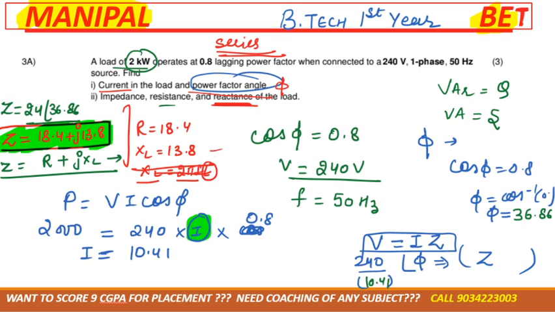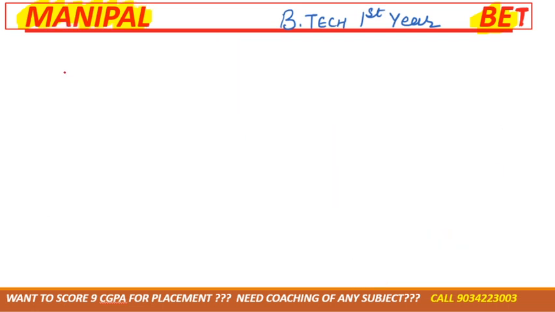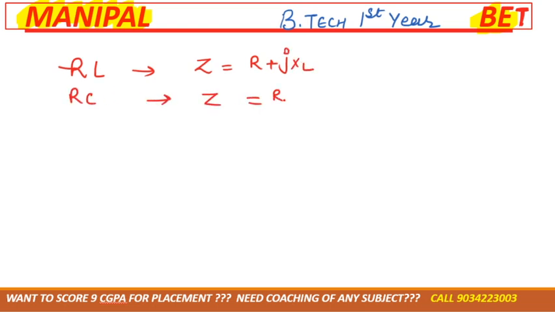But if they have asked, ma'am, inductor, how do you know that it's an inductive reactance? If there is a combination of R and XL, then Z is equal to R plus jXL. If there is a combination of R and C, then Z is equal to R minus jXC. So if you get the plus sign, that means it is XL. If you get the negative sign, then that means it will be capacitive.